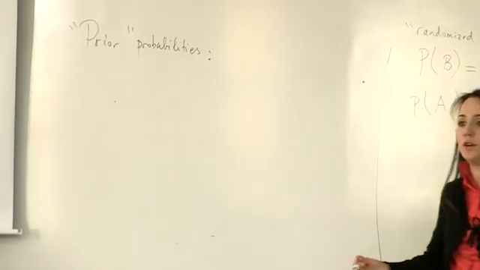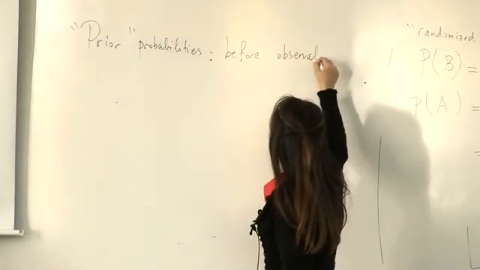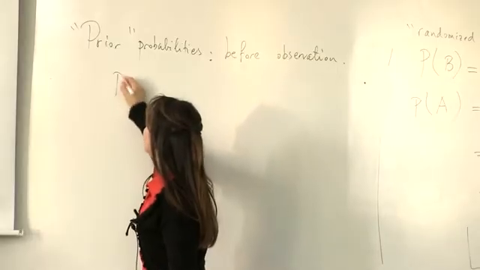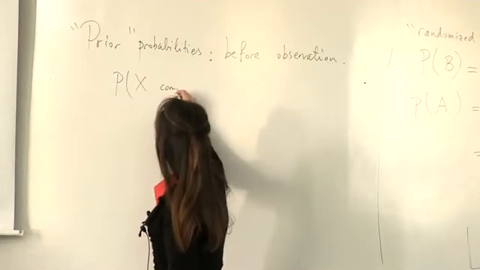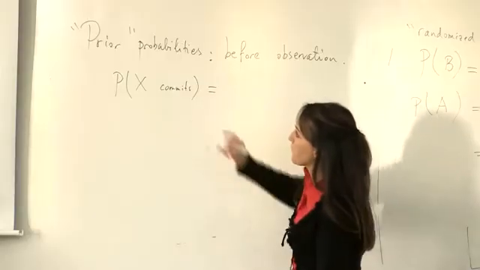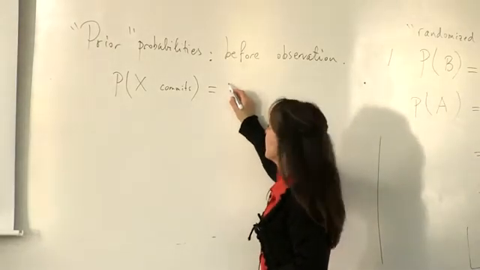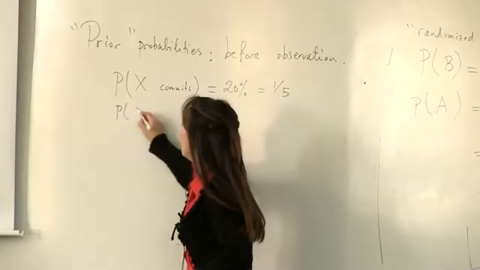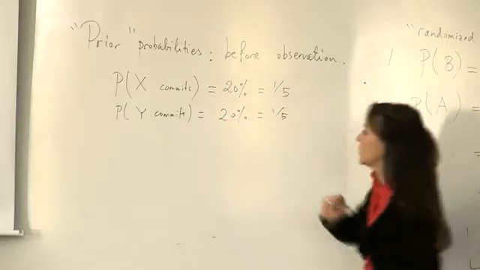These are the probabilities before we make the observation, before the investigation. What are they? The prior probability that X commits the crime is 20%, if you want, 1/5. The probability that Y commits the crime is, again, 20%, which is 1 in 5.